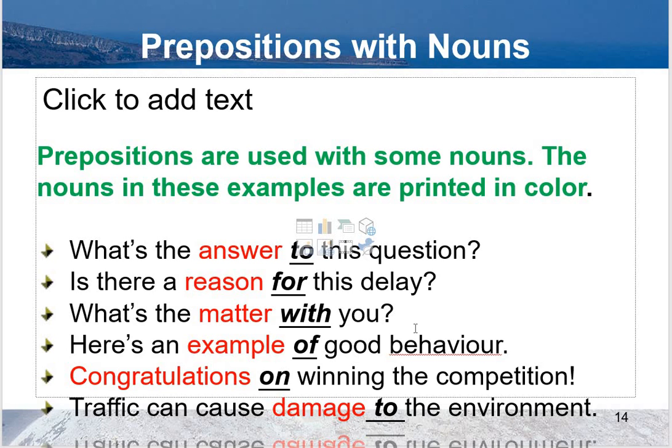What's the matter with you? Here is an example of good behavior. Congratulations on winning the competition. Traffic can cause damage to the environment. Red colored words, answer, reason, matter, example, congratulations, damage, they are nouns. And black colored, underlined, bold words are to, for, with, of, on, to, they are prepositions.